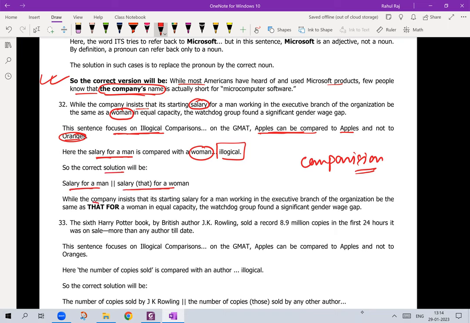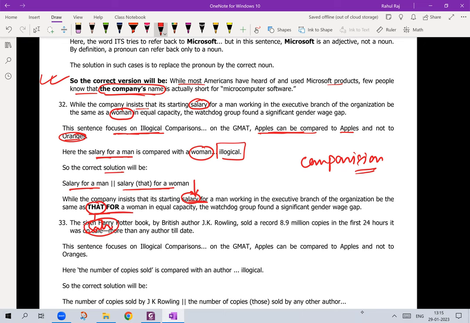And that's the reason that you will write here that, as a pronoun, will go back to salary. You can't write a sentence: while the company insists that its salary for a man working in the executive branch of the organization be same as salary for a woman. Why can't you write salary here? Because it will make the sentence redundant. You're writing salary twice. That's crap. You can't write Rahul is a good guy and Rahul is a smart guy. That is a 100% wrong statement. So you have to use a pronoun which refers back to salary. Salary for a man should be compared to that for a woman. To this, that goes back to salary.